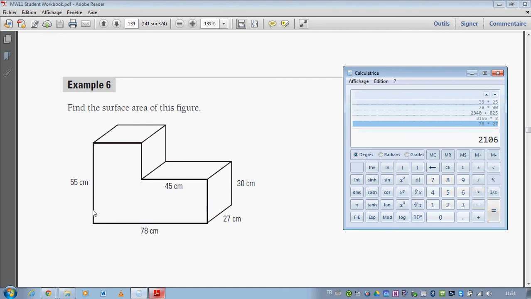And the side right here is just 55 times 27, because if this is 27 right here, then we know that this length from here to that invisible point that you can't see right there, that would also be 27 centimeters as well. So you take the height, 55 centimeters, and multiply it by the width of 27 centimeters. So 55 times 27, and then that gives us 1,485.